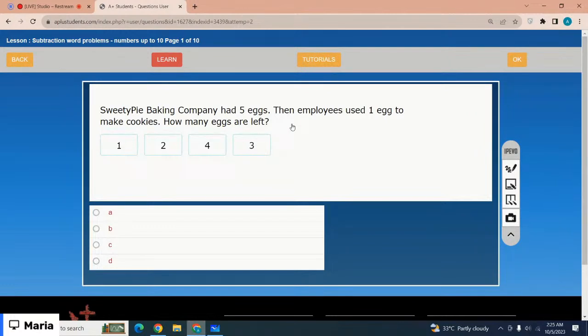You need to do 5 take away 1. So 5 take away 1 is, very good, 5 take away 1 is 4. The correct option is 4. That means they have 5 eggs, one of the eggs is used, and now they have 4 eggs, right? The correct option is 4. That would be option number C, the correct option. Got it?